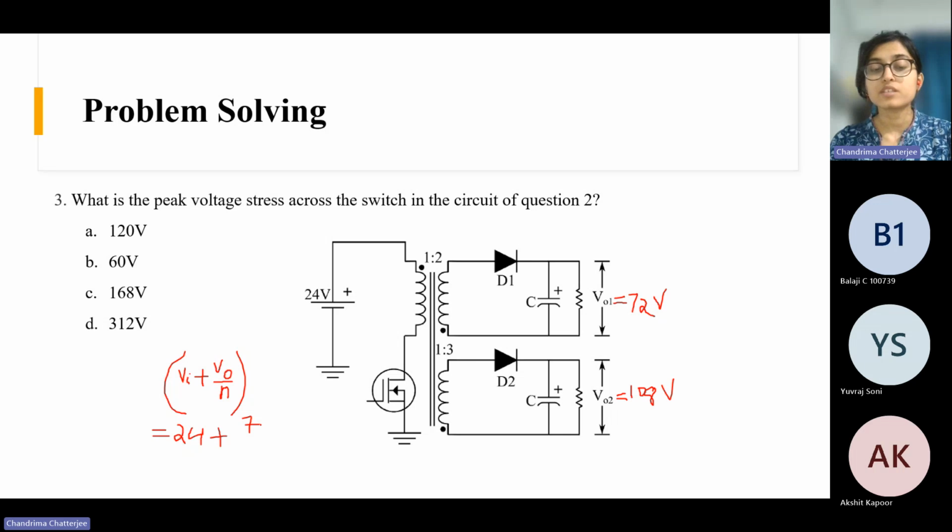So 72, and the turns ratio is 1:2, so 72 by 2 is 36. 36 plus 24 is 60 volt. You can also calculate this with 108, so it would be 108 by 3 for this case. Then also you get 60 volt only. So the correct option is 60 volt.